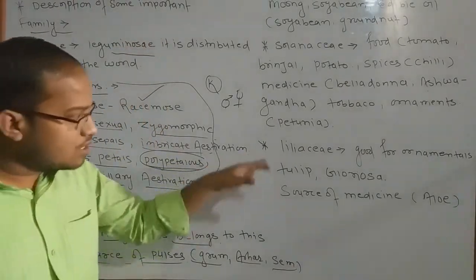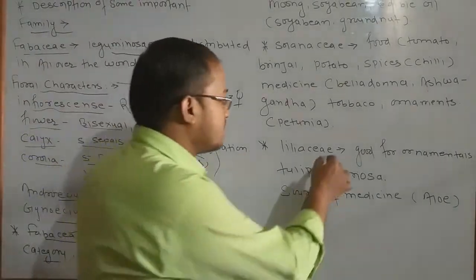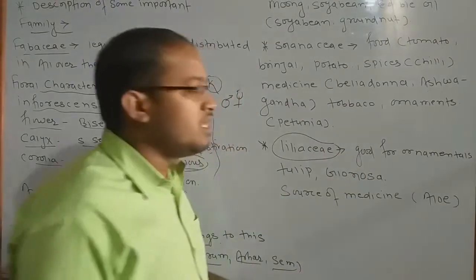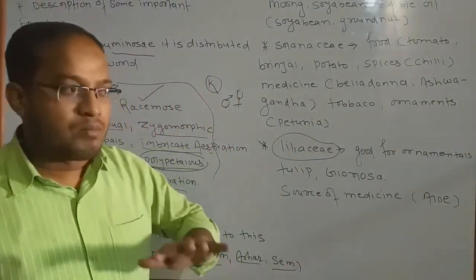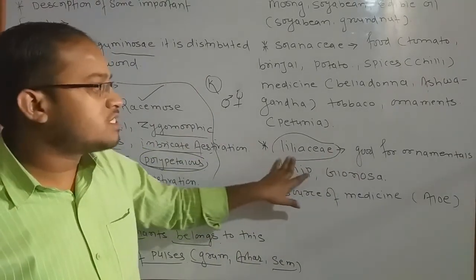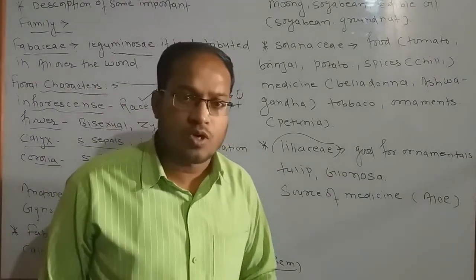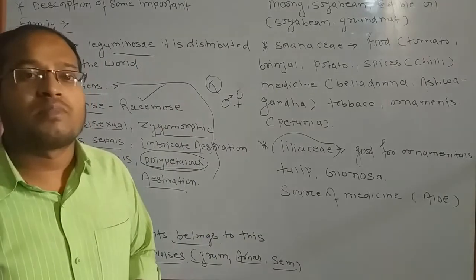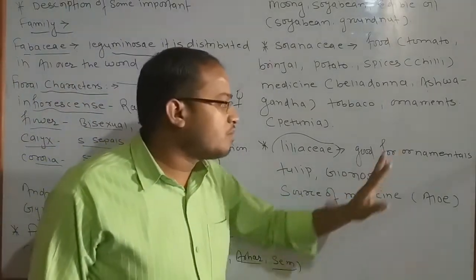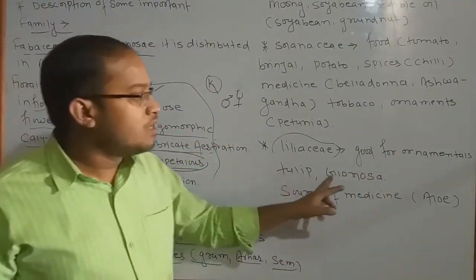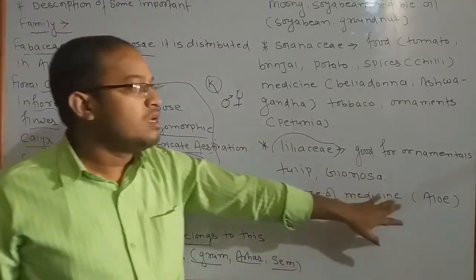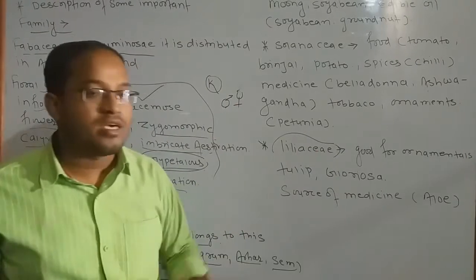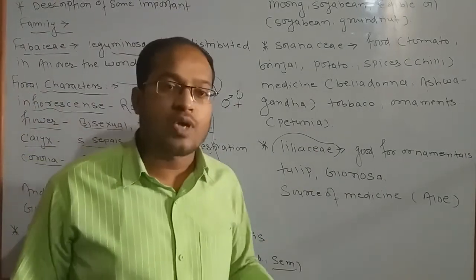Okay. Now the last topic is Liliaceae. What is the meaning of Liliaceae? Liliaceae means it is good for ornamental purpose. Most of the plants generally come under Liliaceae for ornamental use, because approx 70 to 80% of plants are considered for ornamental purpose. Like बात करते हैं tulip, okay, gloriosa, and sources of medicines also, like aloe. It is one of the plants also considered in this family, which is generally used for extraction of different types of medicines.